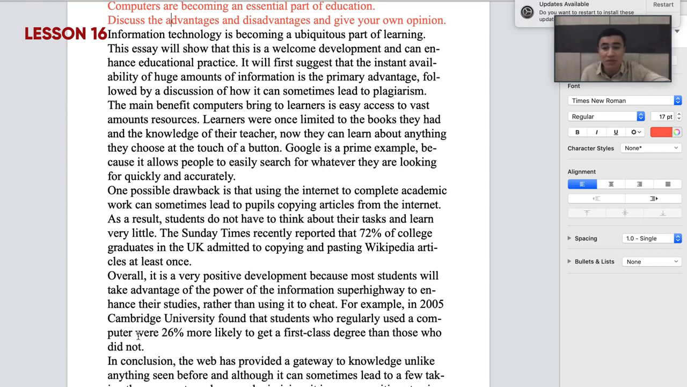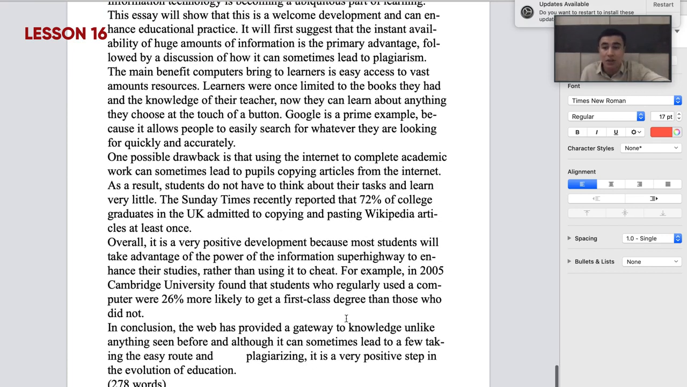For example, in 2005, Cambridge University found that students who regularly used a computer were 26% more likely to get a first-class degree than those who did not. Okay? This is the main point that the student has. Actually, this is the opinion. And of course, this is a relevant example here.